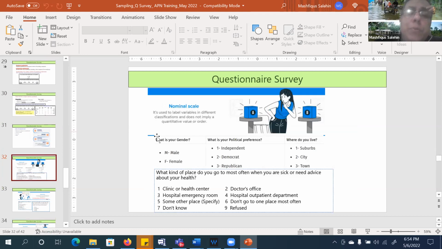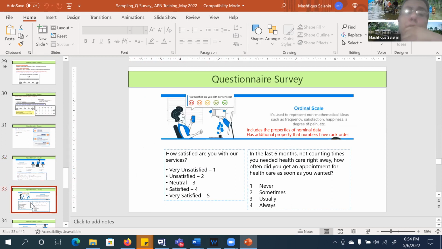For some variables, we use labels to identify them. For example, one for male, two for female, some preferences, and so on. These numbers do not mean anything, but they are the identifier for those characteristics.